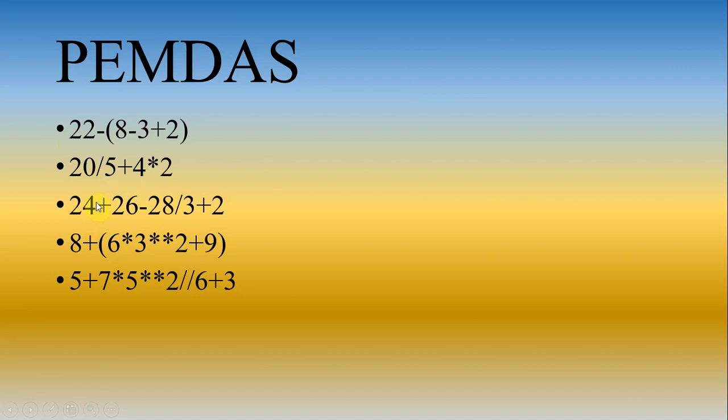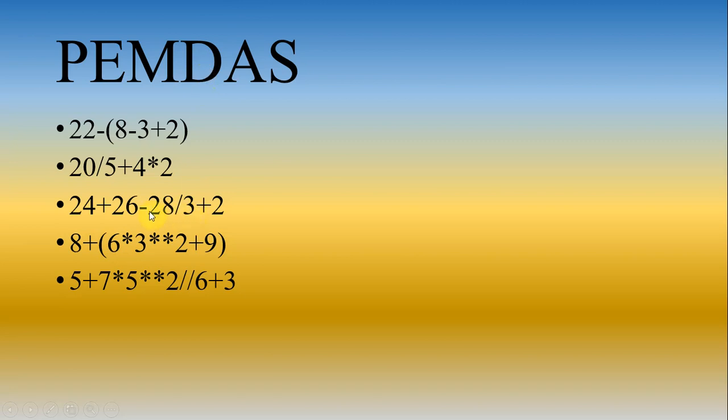Okay, so we have 24 plus 26 minus 28 divided by 3 plus 2. Now, we don't have a parenthesis. We don't have an exponentiation. We don't have a multiplication or modulus. Next comes division and we have it.